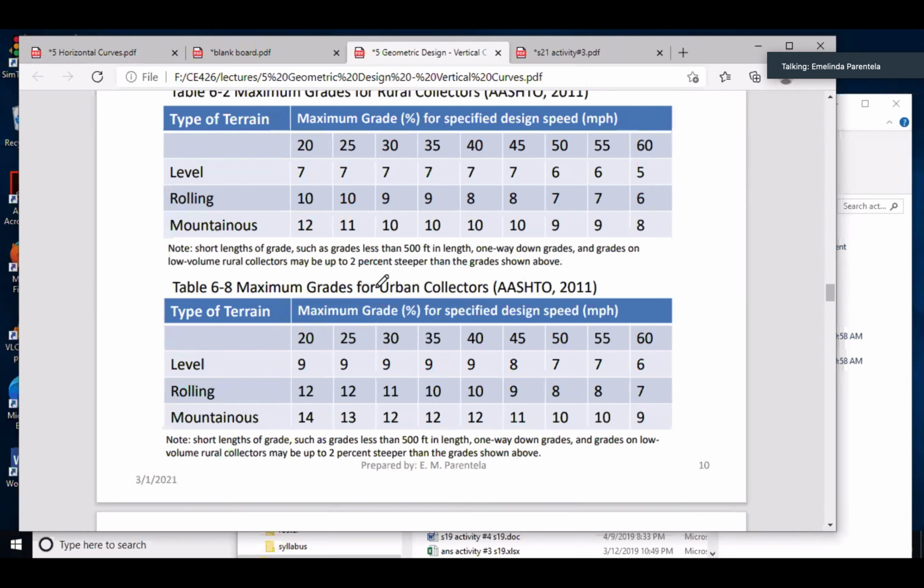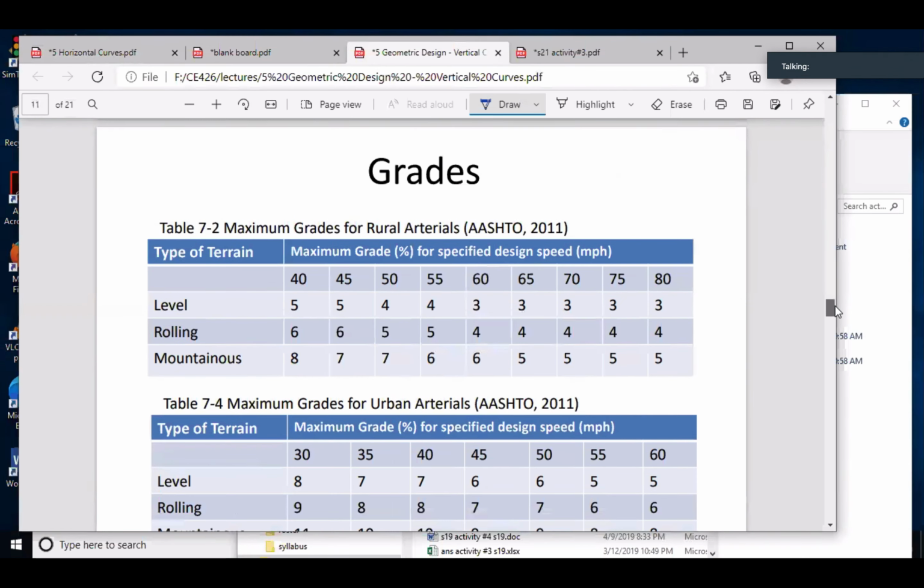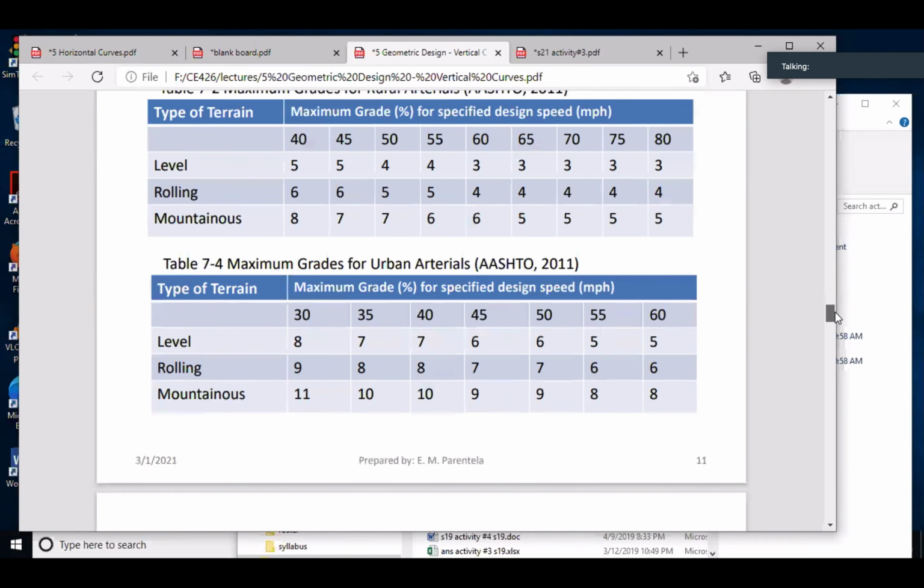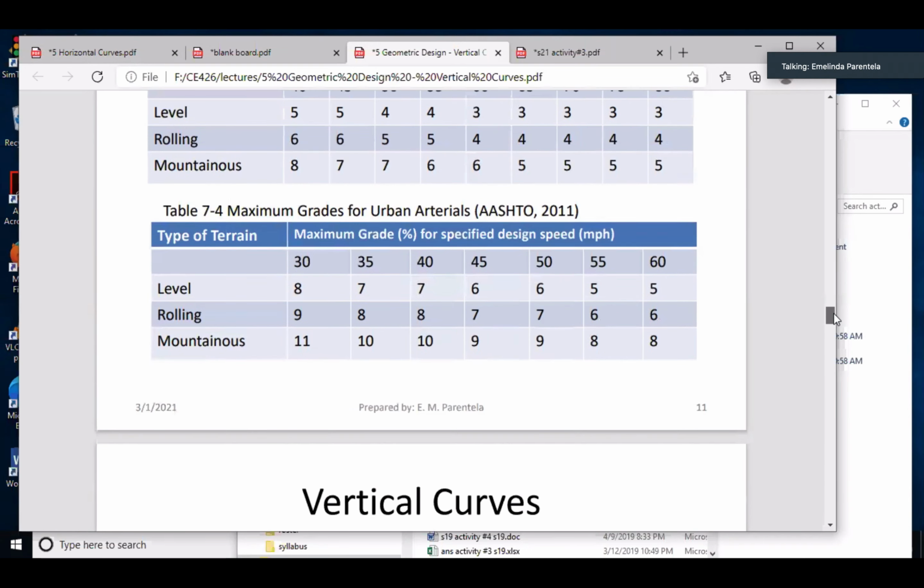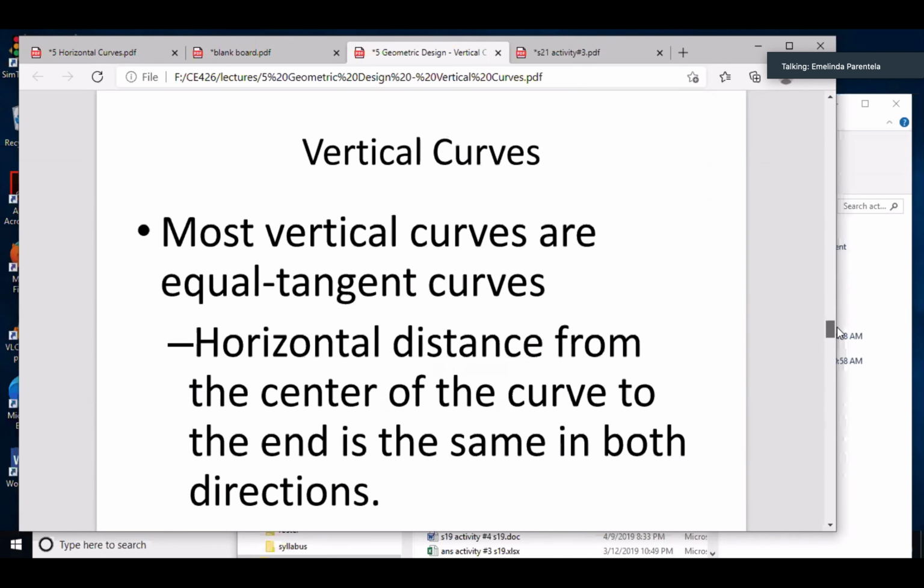Same thing for urban collectors. The first one is for rural collectors. So this one is for urban collectors. For urban collectors, you can go as high as 14 percent for low speed, and 9 percent for high speed collector roads. And then for arterials, there are some grade requirements as well.